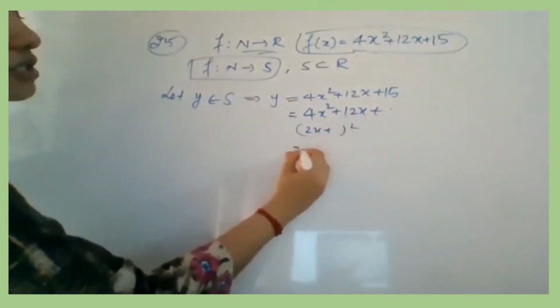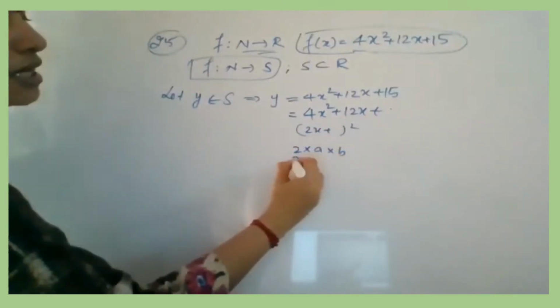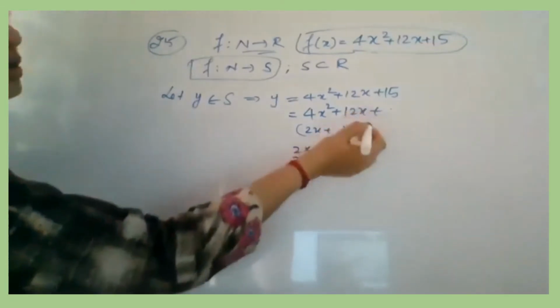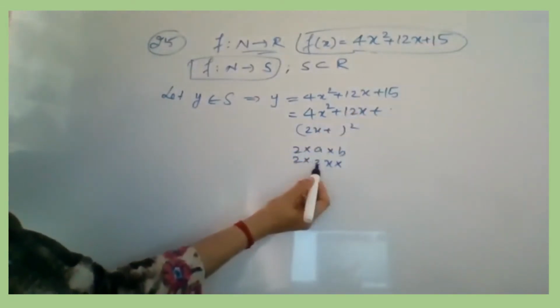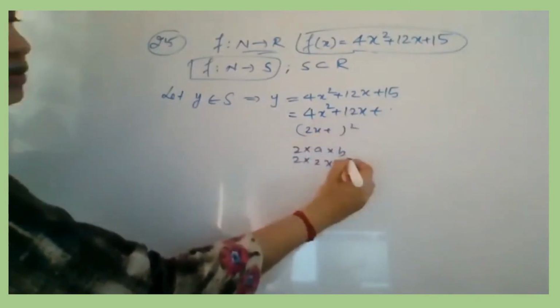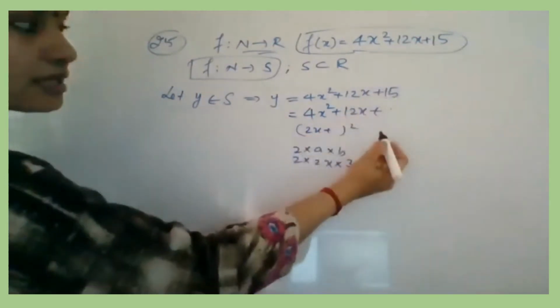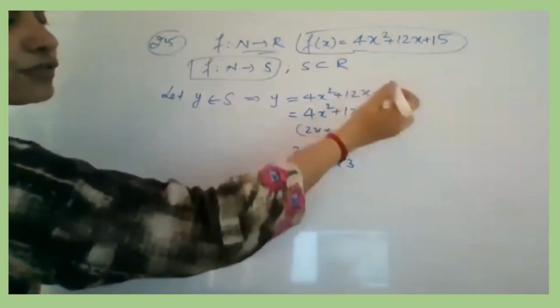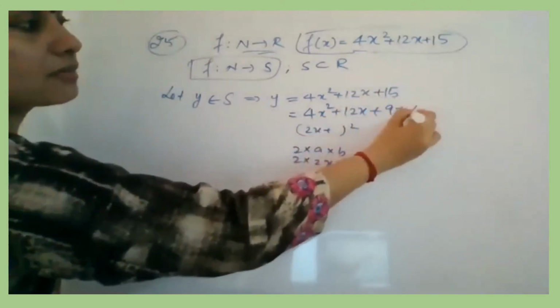If I am taking 12 here and 4 here, that means a whole square of 2x plus something will come. Here 12 means 2 into a into b, right? 2 into a is already your 2x. So what should be the next number to split here? 2 into 2 is 4, and 4 into 3 will come as 12. So this should be 3, and the square of 3 is 9. So 15 is split and written as 9 plus the remaining 6.